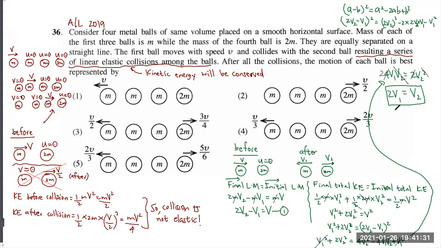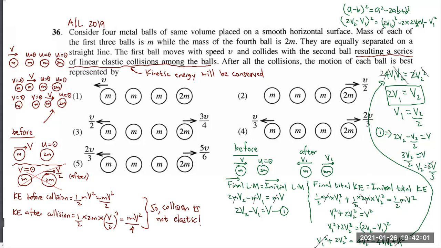What can I do here? Instead of v1, let's take v2 by 2 and substitute here. So I'll be getting the first equation. I'll be getting what? 2v2 minus v1, with v1 as v2 by 2, equals v. Therefore, this will be 2v2 minus v2 by 2, that is 3v2 by 2 equals v, and I'm getting v2 is equal to 2v by 3.